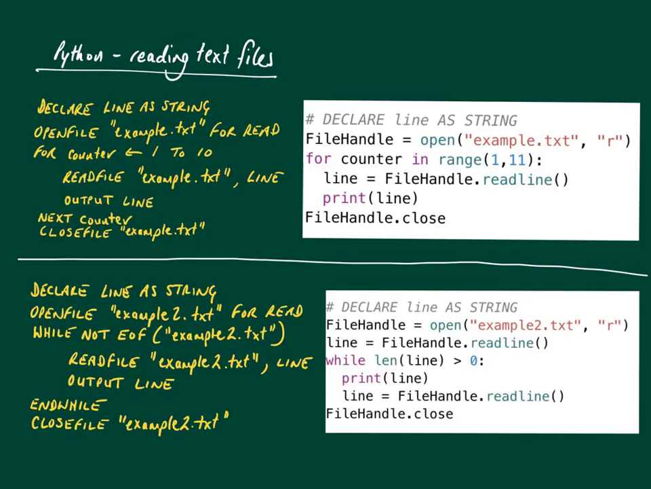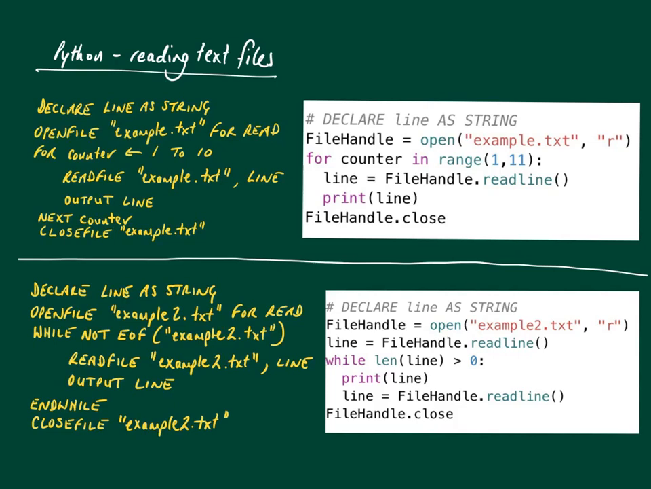And in the second example, it's quite an important distinction to make. So as before, we declare line as string, we open the file. This time it's called example2.txt, we're still reading it. Now in the pseudocode we go straight into the while loop, but in Python we can't test for end of file. So we have to attempt to read in the first line of the file.